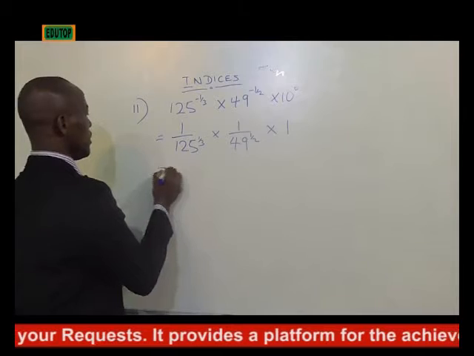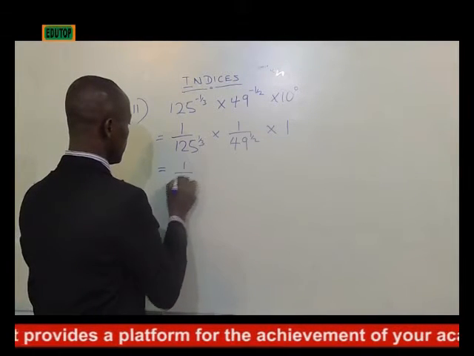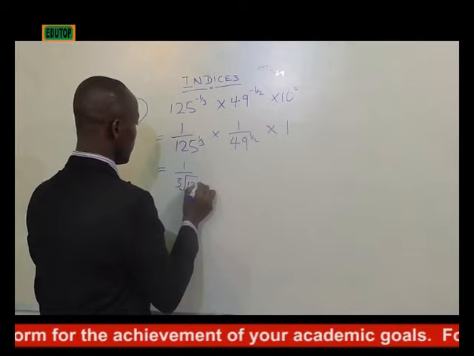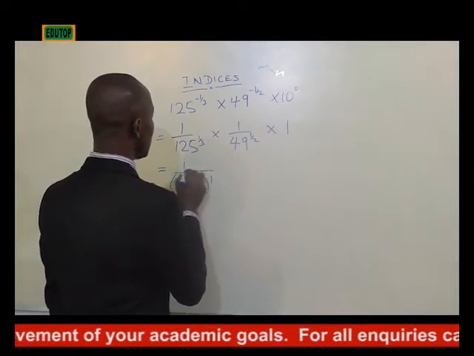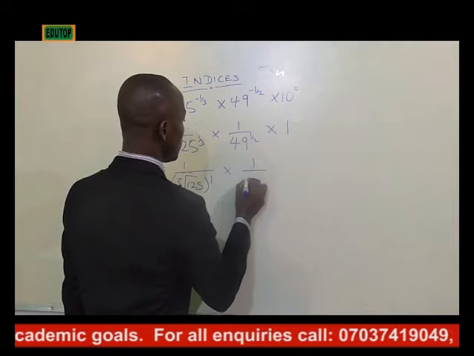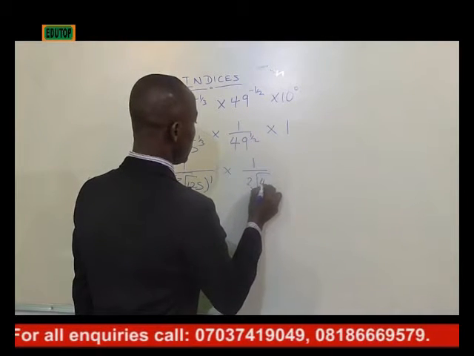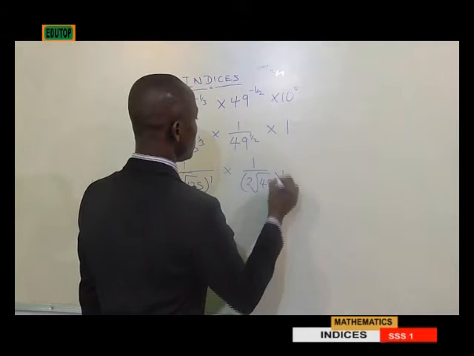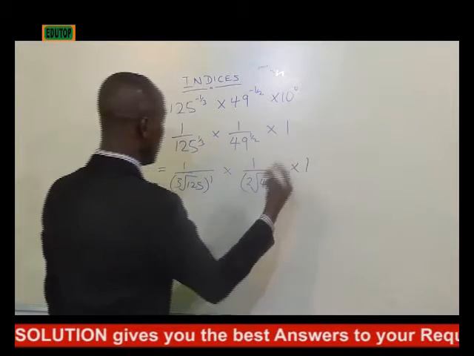So this 3 means cube root. 1 over 3, that is the cube root of 125, all raised to power 1. Any number raised to power 1 will still give you back the number. Times 1 over 2, this 2 will be the square root of 49, raised to power 1, which will still give us back that number.